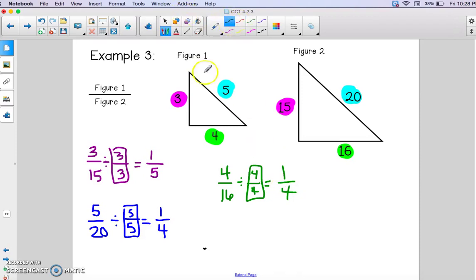So now I'm going to compare these 3 ratios that I got. I have a 1 to 5, a 1 to 4, and a 1 to 4. So all 3 side lengths did not have the same ratio, so this is not a similar figure. Had I done these 2 first, the green and the blue side lengths first, I might have thought that it was a similar figure, so it's important that I don't stop there.